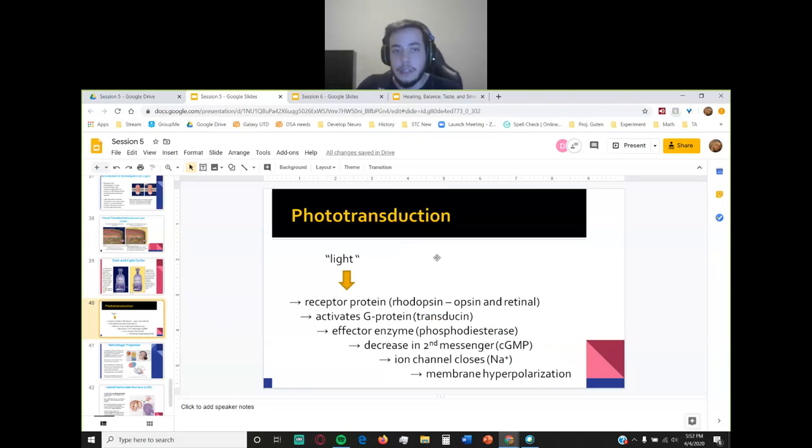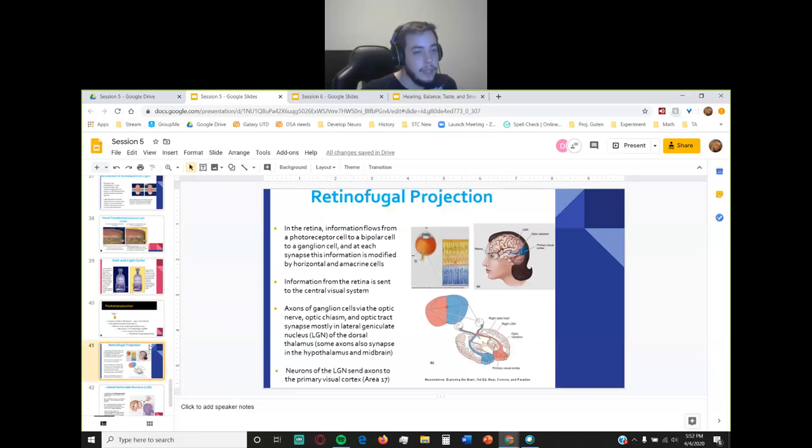So here's a rundown of how it happens. This is phototransduction. Light comes in, the receptor protein rhodopsin, which is either opsin or retinal, cones and rods have different names, gets activated. That activates the G protein transducin. It's going to create an enzyme whose name is a little unnecessary, but if you need to know it, it's the phosphodiesterase. It's going to decrease or start to break down cyclic GMP, and that's going to lead to the closing of sodium channels, and the membrane hyperpolarizes. So that is the cellular side.